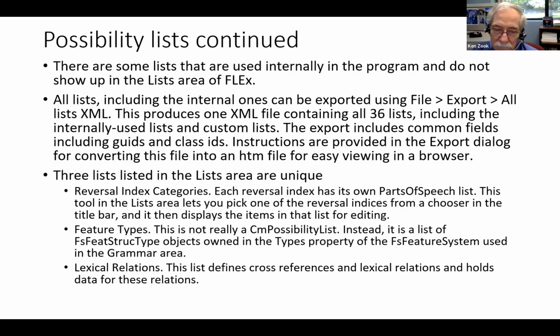And then there's a feature types list, which is not really a CM possibility list. Instead, it's a list of FS feature structure type objects owned in the types property of the FS feature system. It's used in the grammar area, but it's showing in the normal list area. And then lexical relations. This list defines cross-references in lexical relations, and it holds data for these relations. So that's kind of a specialty.